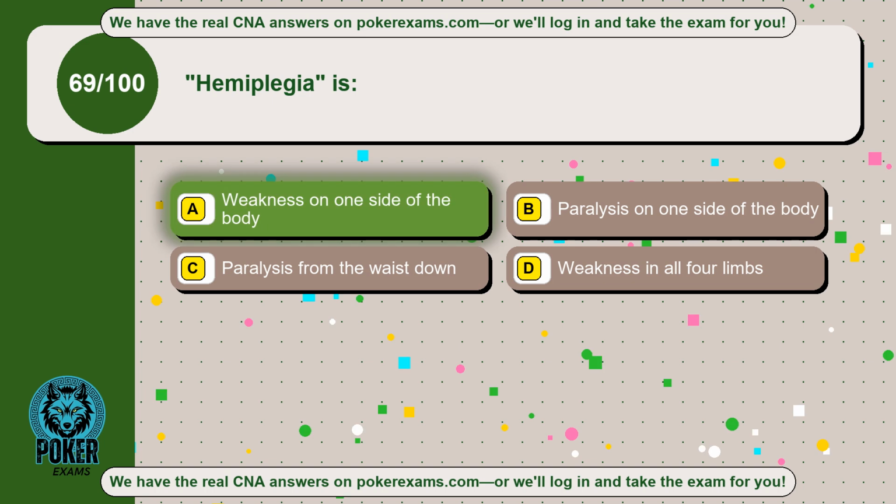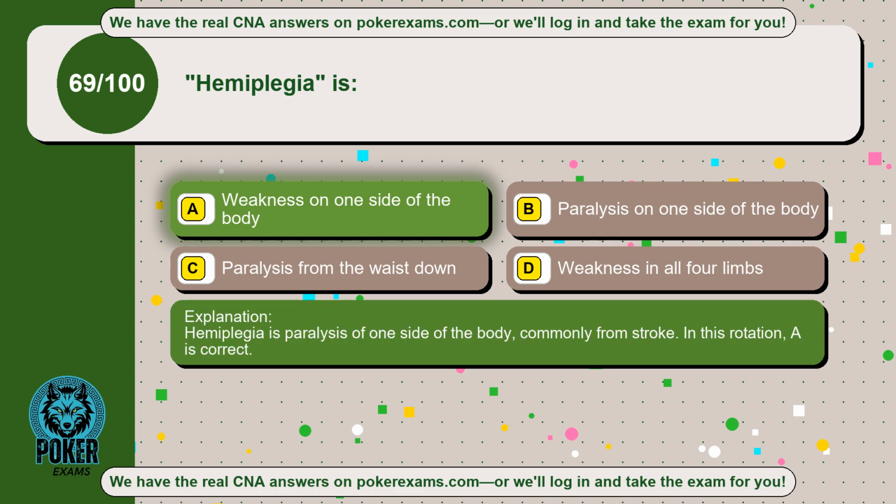The correct answer is option A, weakness on one side of the body. Hemiplegia is paralysis of one side of the body, commonly from stroke. In this rotation, A is correct.